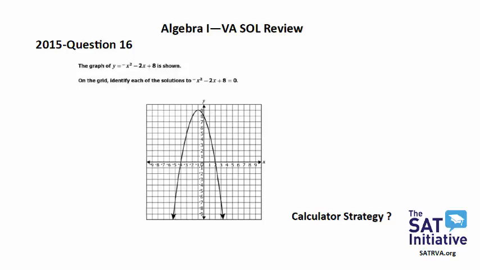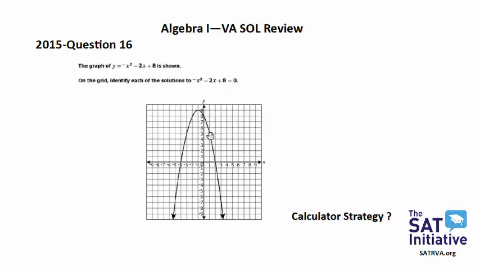We're looking at question 16 from the 2015 Virginia SOL in Algebra 1. And we've got a question here that involves a polynomial. They want to know the zeros of the polynomial because they have that polynomial equal to 0. So we see where the polynomial crosses y equals 0. And it crosses right here and right here.